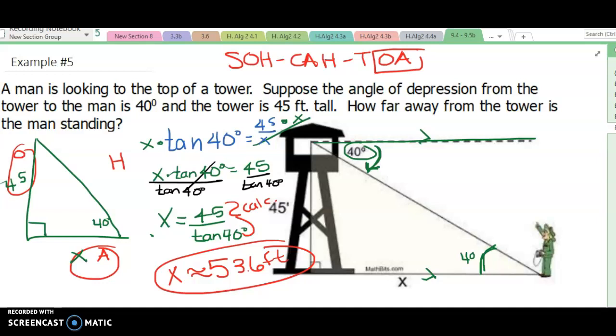All right, so hopefully you attempted this on your own, and when you did, this is what you should have gotten. Rounded, you're about 53.6 feet away from the tower.